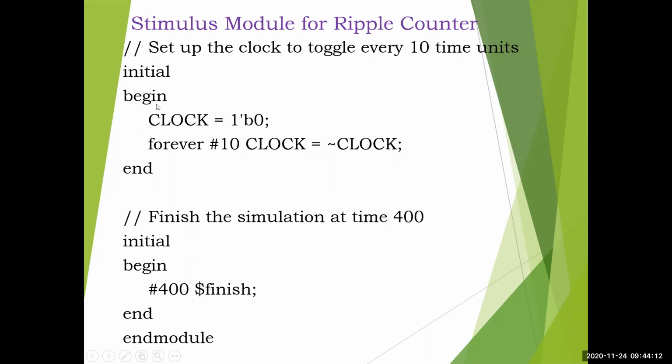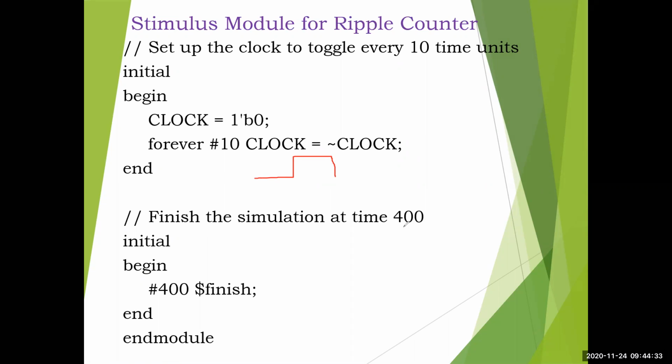So now we are writing the clock signal. Clock is 1 bit, initially 0, forever, every 10 time units clock equals not of clock. So what happens here? It is 10 on and 10 off, so the duty cycle is 50%. That is the idea of duty cycle.